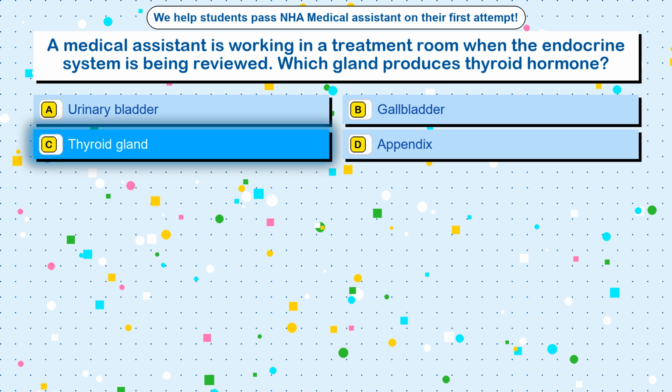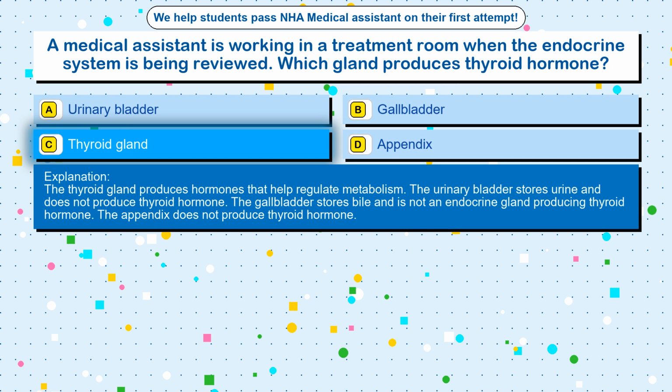Thyroid gland. The thyroid gland produces hormones that help regulate metabolism. The urinary bladder stores urine and does not produce thyroid hormone. The gallbladder stores bile and is not an endocrine gland producing thyroid hormone. The appendix does not produce thyroid hormone.